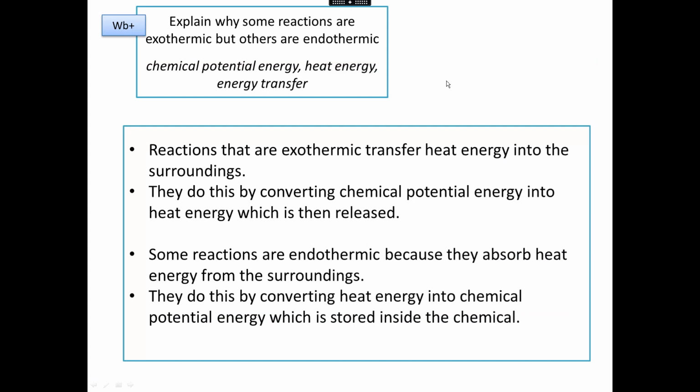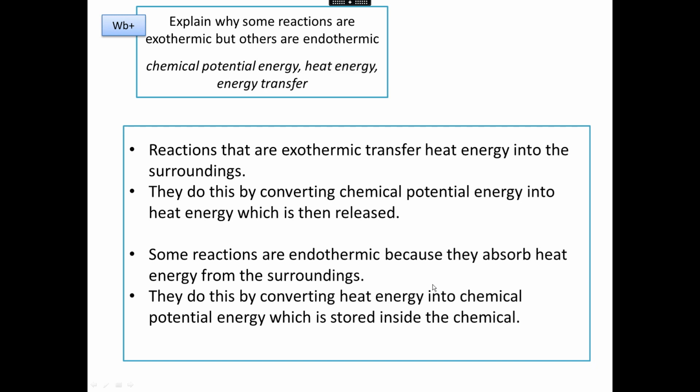Then, combining in ideas about energy transfer, reactions that are exothermic transfer heat energy into the surroundings. They do this by converting chemical potential energy into heat energy, which is then released to the surroundings. Some reactions are endothermic because they absorb heat energy from the surroundings. They do this by converting heat energy into chemical potential energy, which is stored inside the chemical.